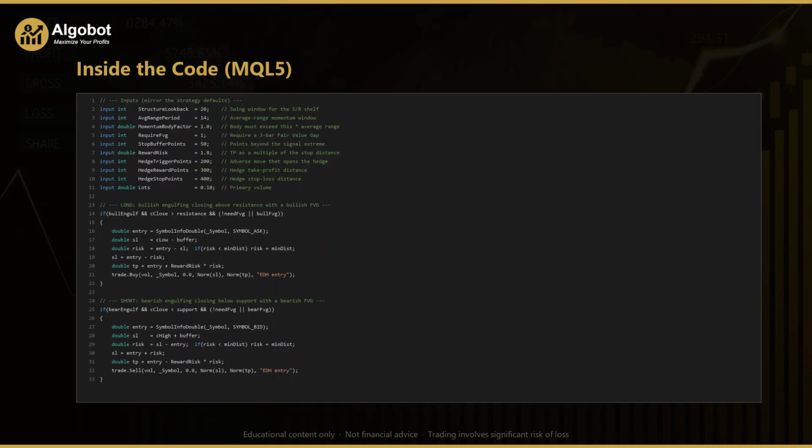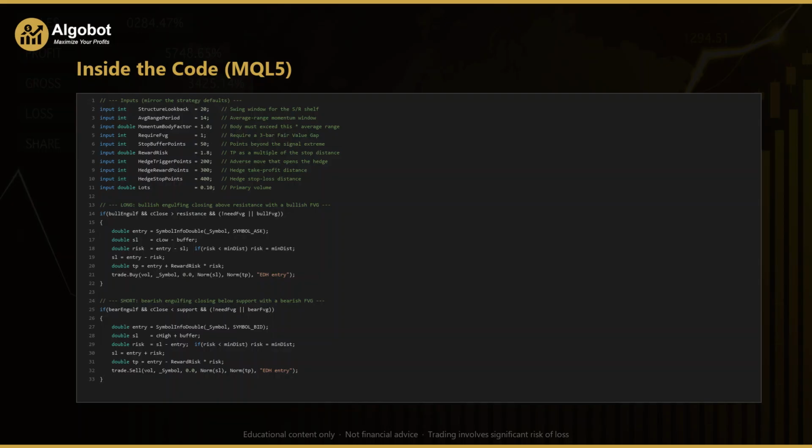Now the long block. The condition reads, if bull engulf is true and the signal bar's close is above resistance, and either the fair value gap isn't required or a bullish gap exists. When all of that holds, the entry is taken at the ask. The stop loss is the signal bar's low minus a buffer. The code measures the risk as entry minus stop, clamps it to the broker's minimum distance, and then sets the take profit as entry plus reward risk times that risk. Finally, it calls trade.buy with the stop and target attached.